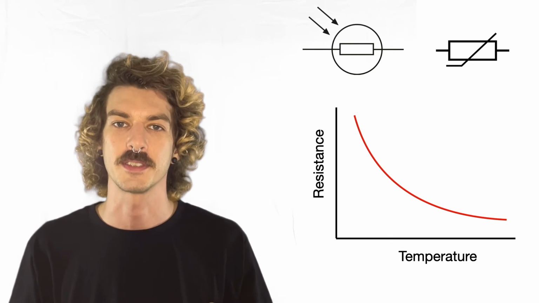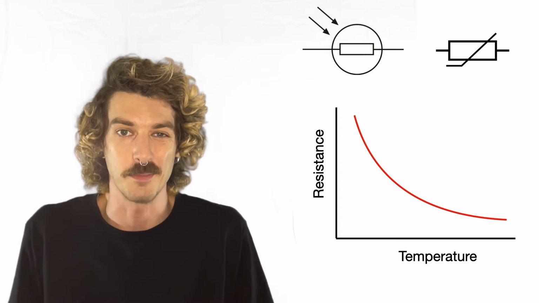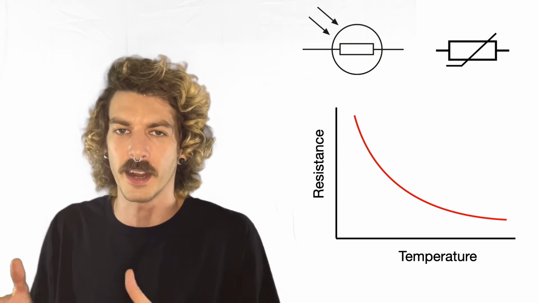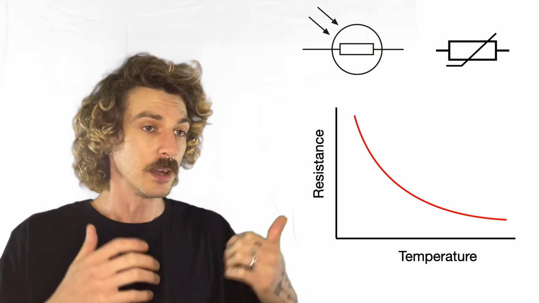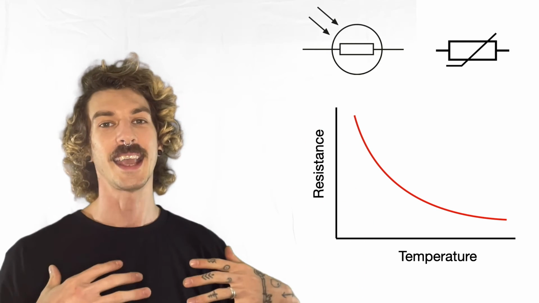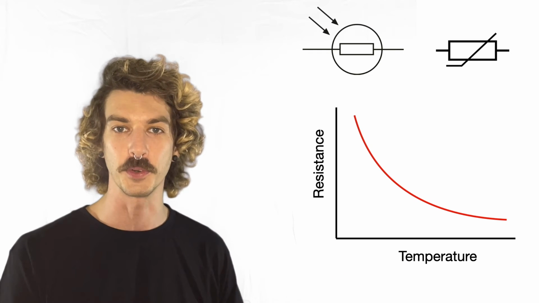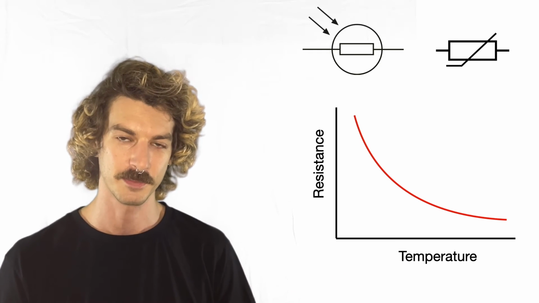When it's very dark, they don't have much energy, they can't allow very much current through, so they have a high resistance. Thermistors, exactly the same. When they are very cold, they don't have very much energy, they can't let much current through, they have a high resistance. But when it gets nice and warm, they use that heat energy to allow the current to flow through them, and they have a low resistance.